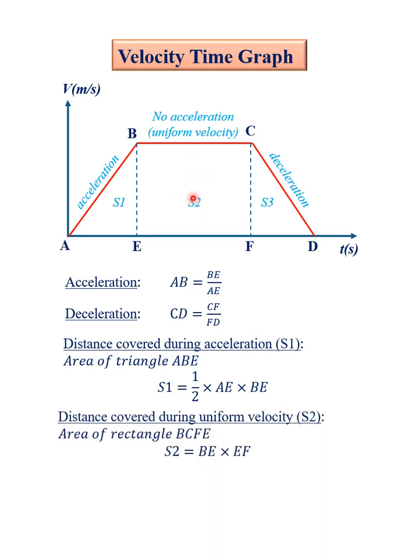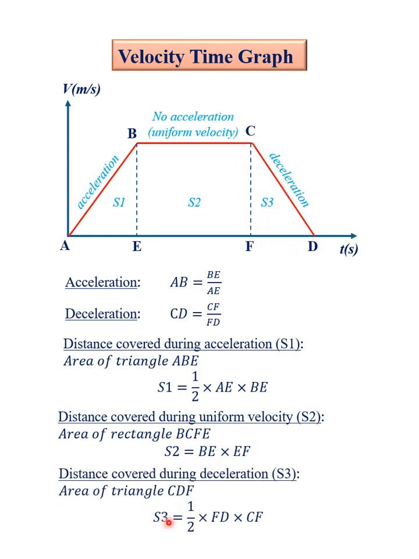During the period of uniform velocity, the distance covered is S2, and you will agree with me that this is a rectangle, and that will be the area of this rectangle, BCFE. That is equal to length BE times EF. We know that length times breadth is the area of a rectangle. And similarly, finally, the area of this triangle represents the distance covered during deceleration S3, and that should be equal to half the base FD times the height CF.